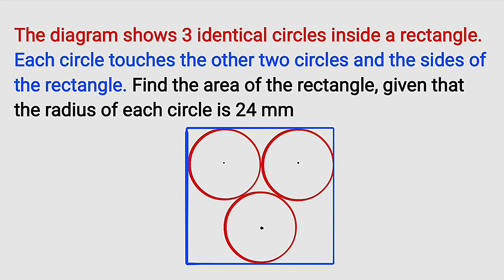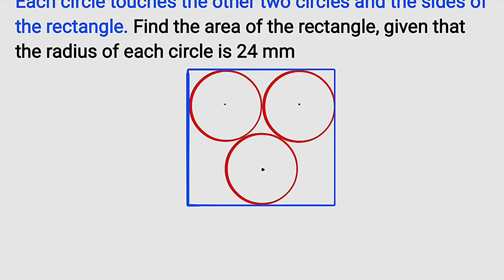Hello everyone, let us provide a solution to this simple geometry question. The question reads, the diagram shows three identical circles inside a rectangle. Each circle touches the other two circles and the sides of the rectangle. We're asked to find the area of the rectangle given that the radius of each circle is 24 millimeters.